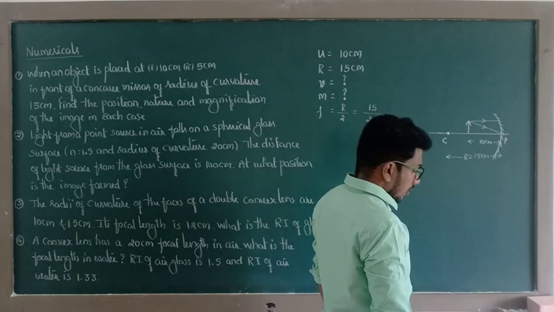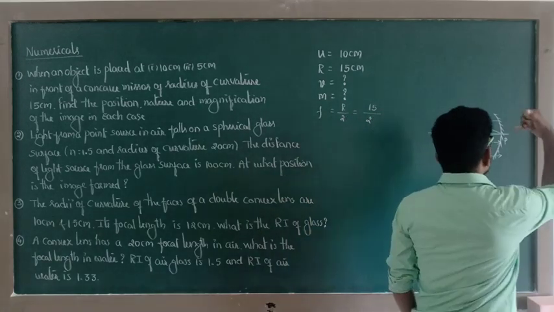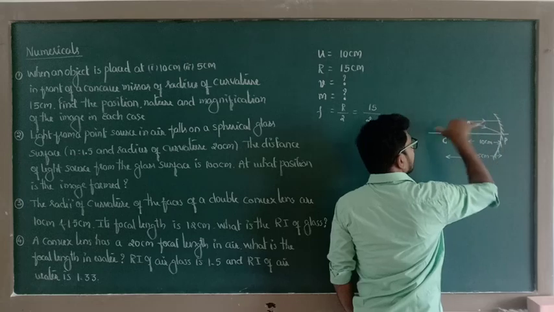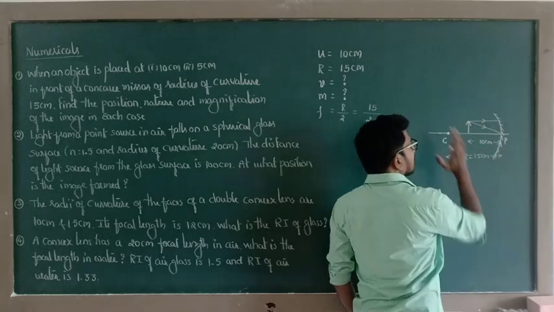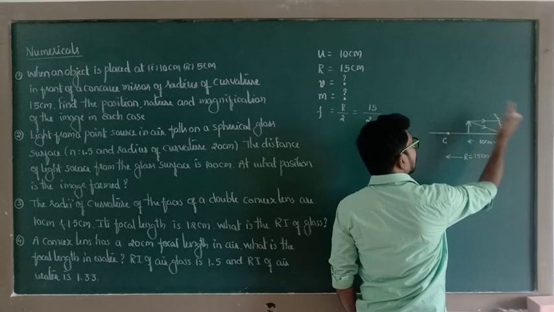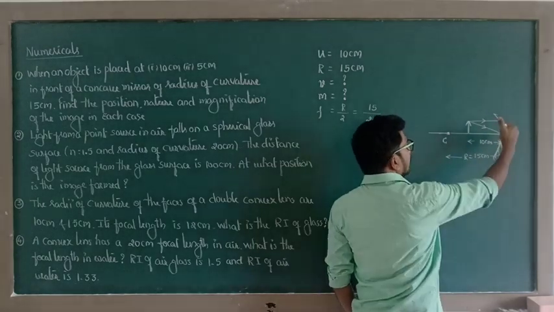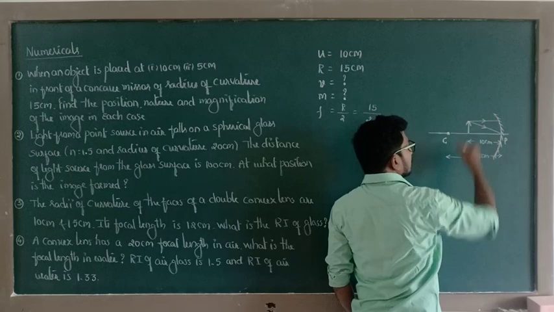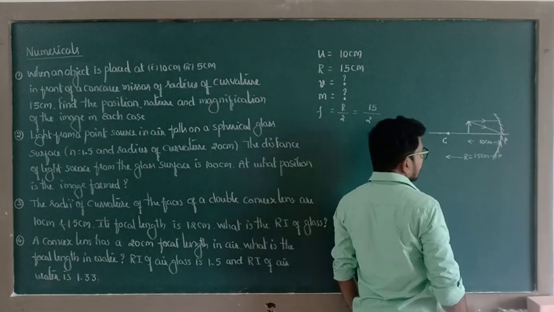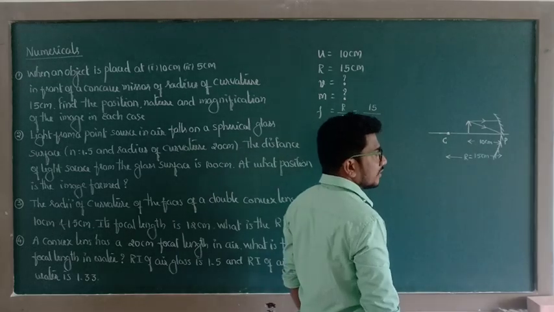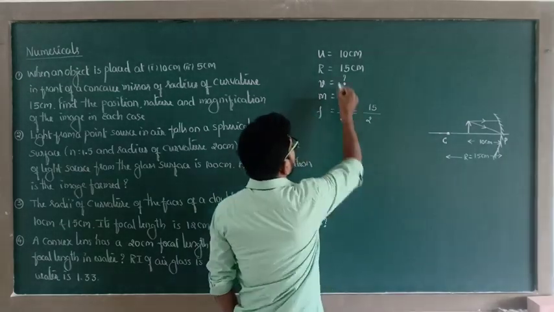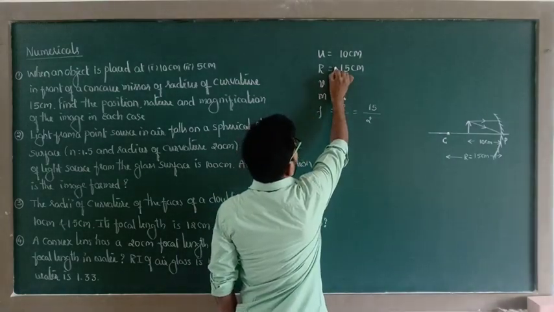So here all distances are measured from the pole. The direction of this measurement is right to left, but the direction of the light beam is left to right. Therefore, this measurement is opposite to the direction of incident light, and hence this radius of curvature has a negative sign. Therefore, we should consider this radius of curvature with a negative sign.